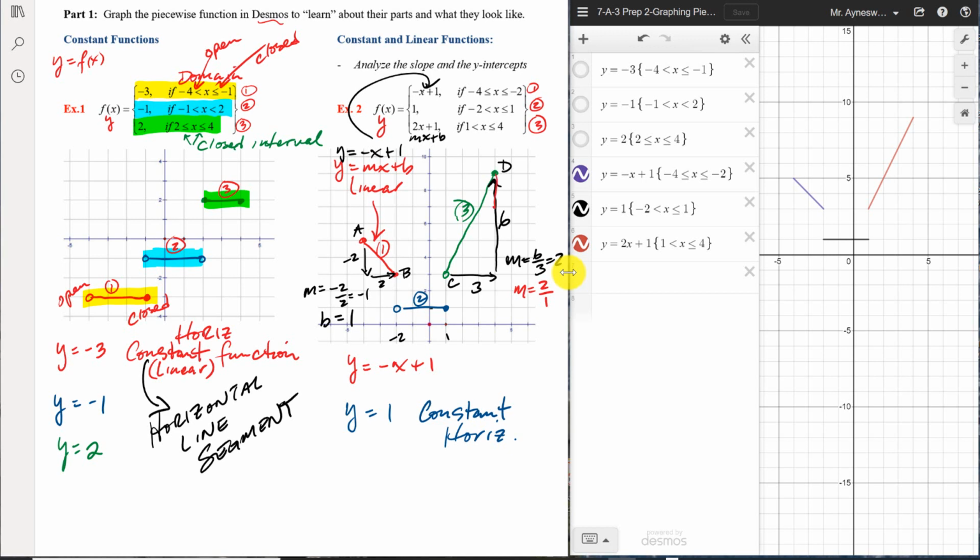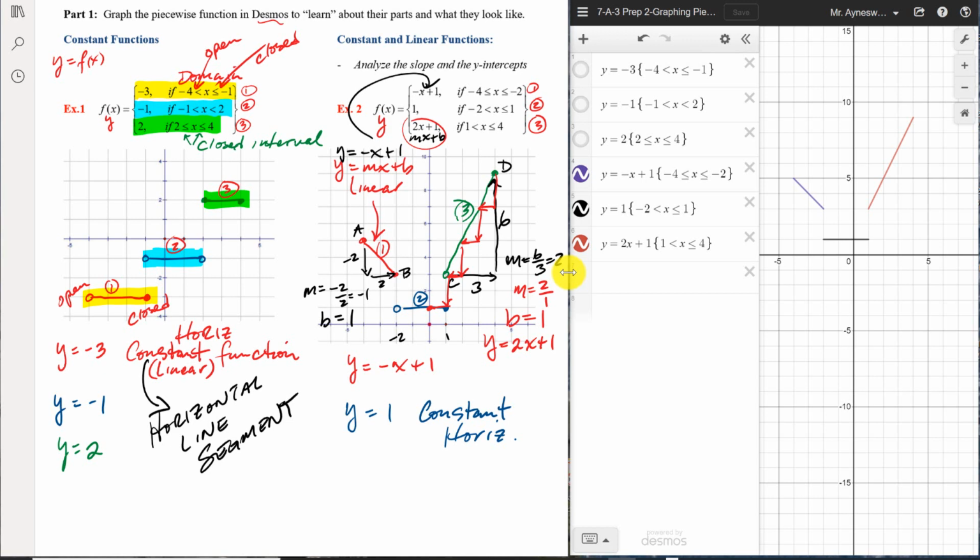So down 2, left 1, down 2, left 1, down 2, left 1, and notice that I end up at 1. There's a y-intercept again. So for this function, I know the y-intercept is 1. And because of that, I know it's y equals 2x plus 1, which is up there in the function.